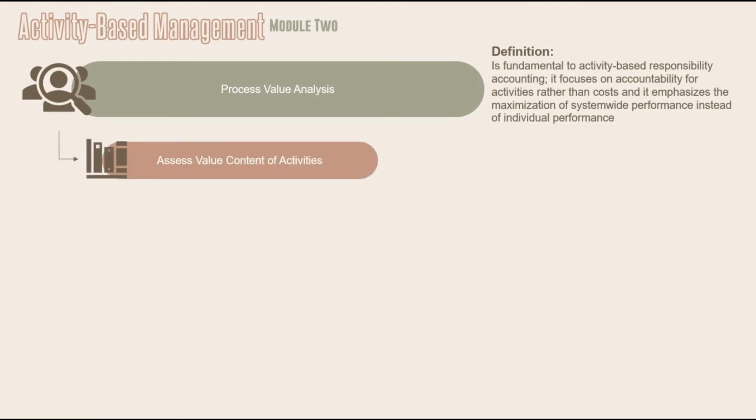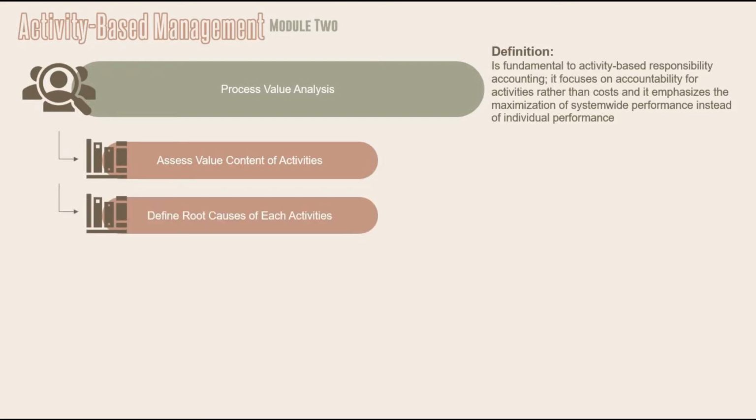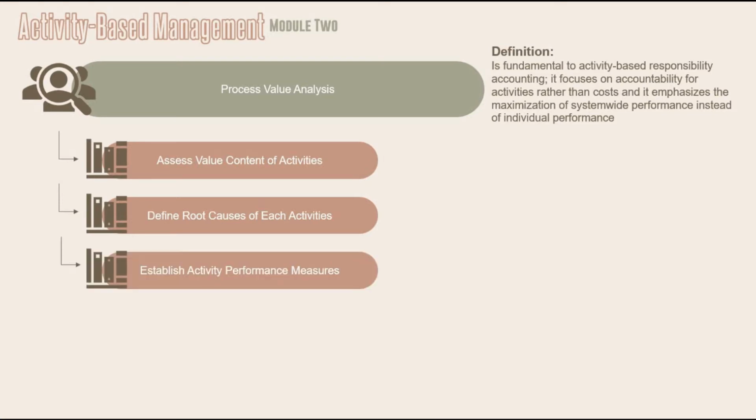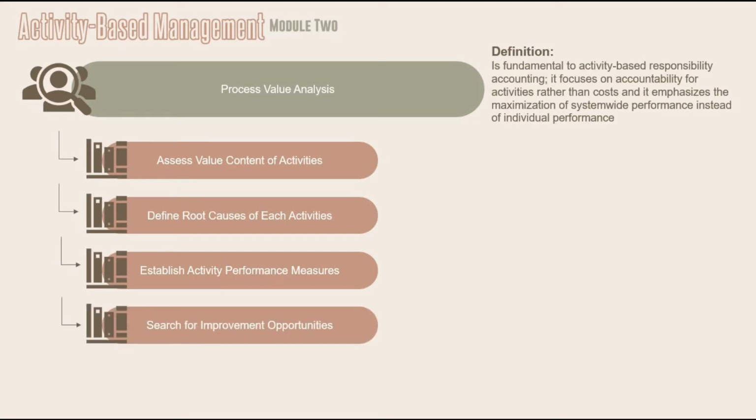It includes the following processes. The first one is assess value content of activities. Second, define root causes of each activity. Third, establish activity performance measures. And lastly, search for improvement opportunities.